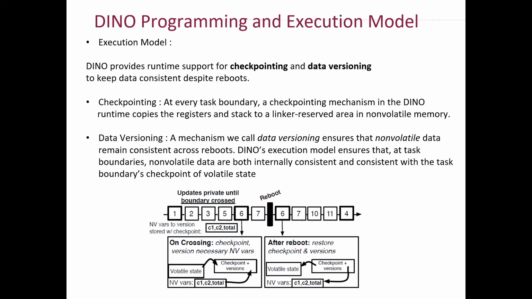So jumping into the execution model, there are two important things which we need to understand here. The first is checkpointing, which we already have a crude idea of, and data versioning, which keeps data consistent despite reboots. Coming to checkpointing, it's something that's done at every task boundary, and a checkpointing mechanism in DINO runtime copies the registers and the stack to a linker reserved area in non-volatile memory, which is usually FRAM. So state preservation across reboots is necessary to ensure progress.